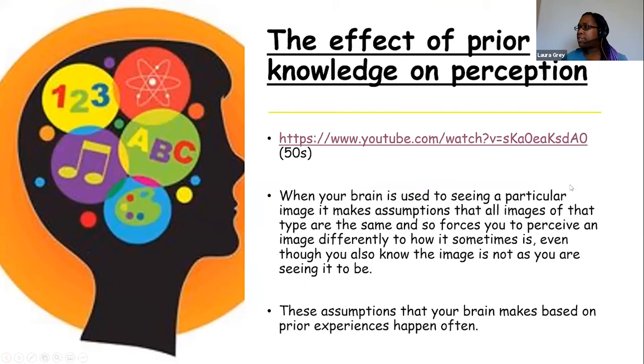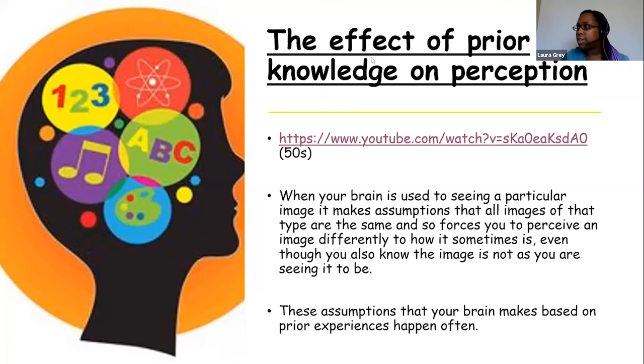So it says, when your brain is used to seeing a particular image, it makes assumptions that all images of that type are the same, and so forces you to perceive an image differently to how it sometimes is, even though you also know the image is not as you are seeing it to be. These assumptions that your brain makes based on prior experience happen often. And actually, this does happen a lot, and I'm going to show you quite a few of these. And essentially, it's based on your brain making assumptions about what it's used to seeing.